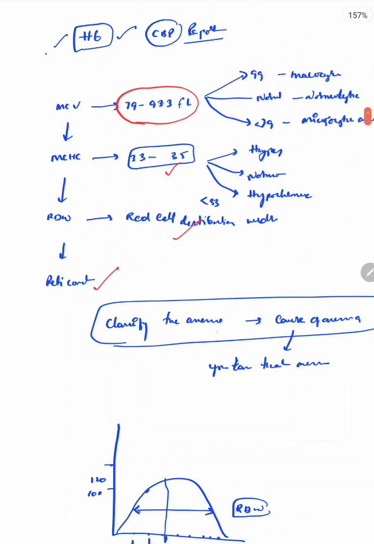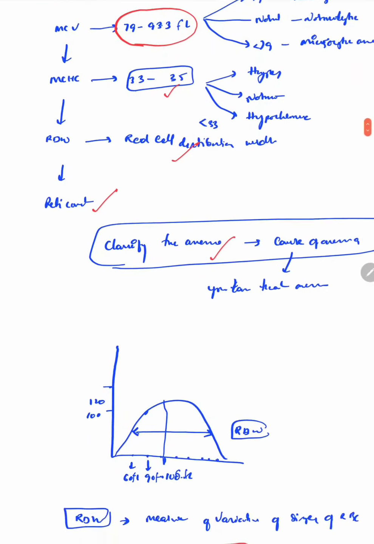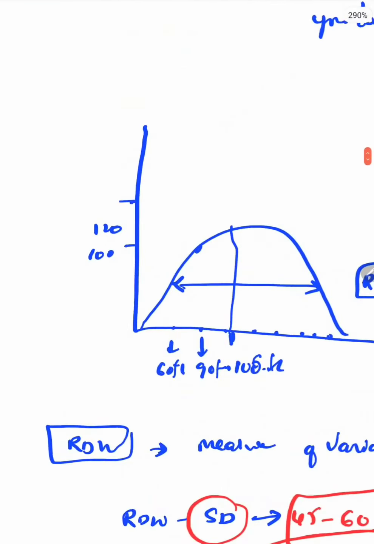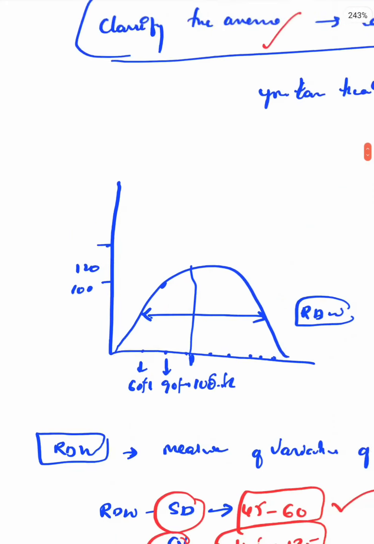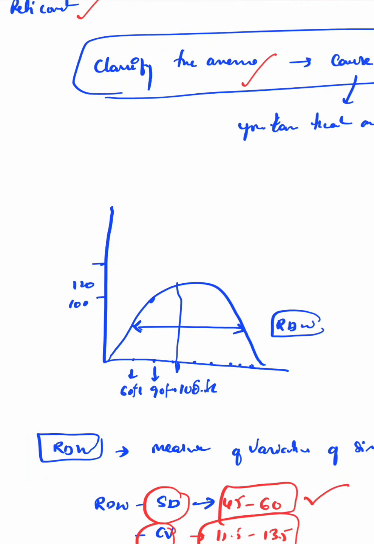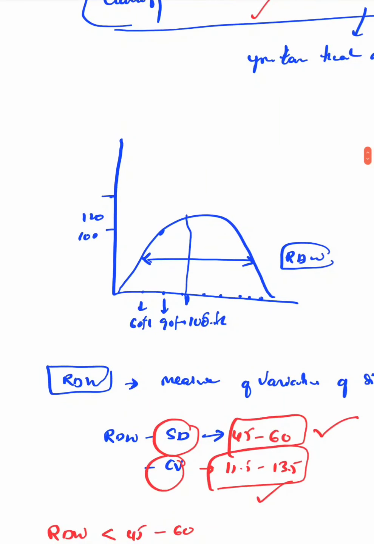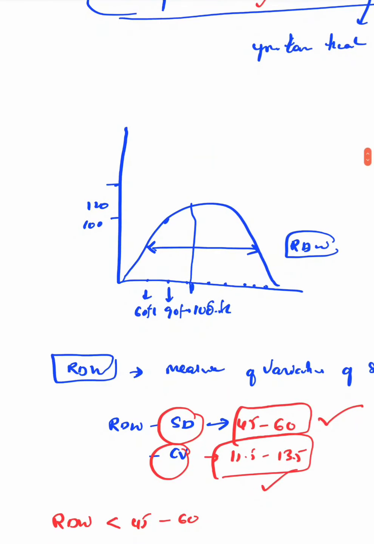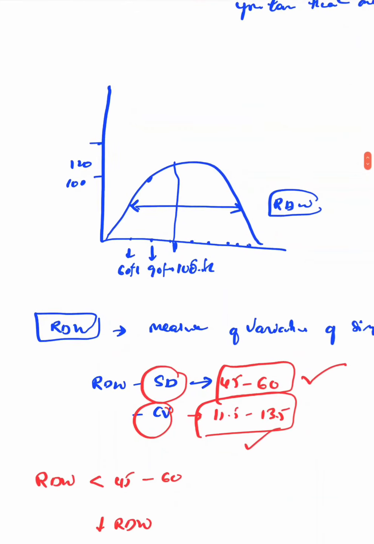What is the purpose of classifying anemia? To know the cause and treatment of anemia. So what is RDW? How is it calculated? RDW is nothing but plotting the different sizes of RBCs in a graph. The graph is given by the CBP machine. The width of the graph is considered as RDW.